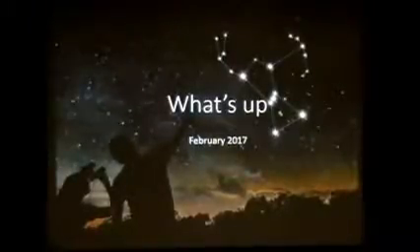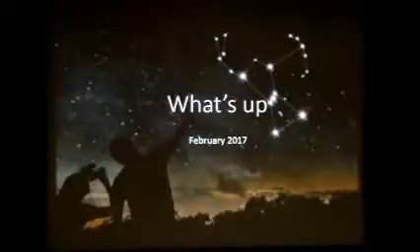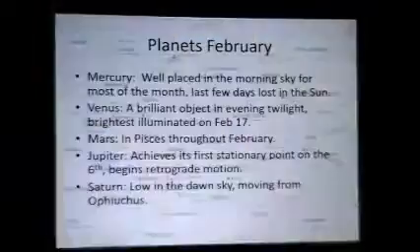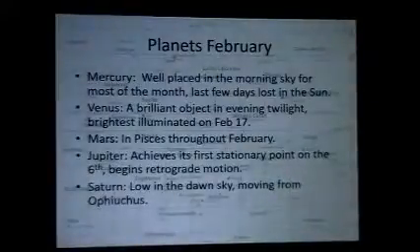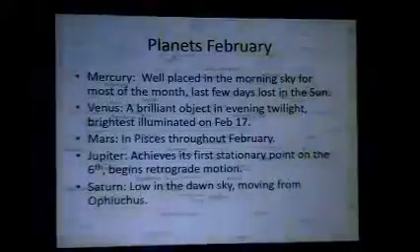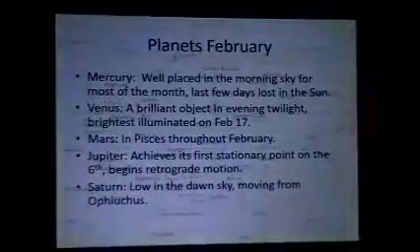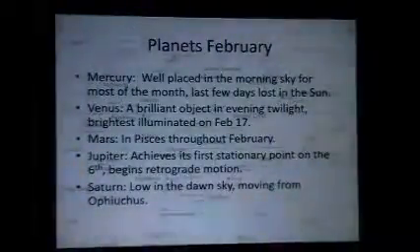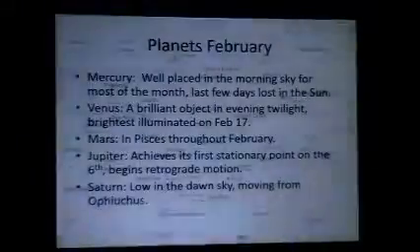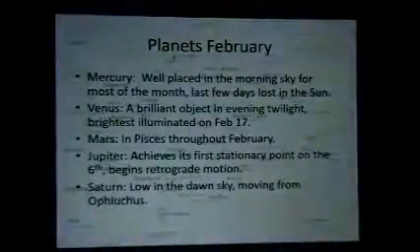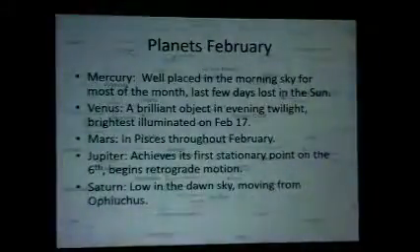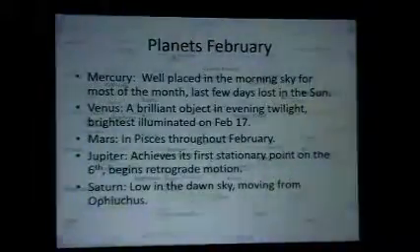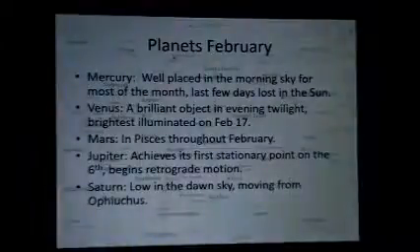All right, this is what we have for what's up in February. Okay, cool planets. Not much happening really, but Venus is going to be pretty bright on February the 17th. Watch out for it. Jupiter is going to be in its retro motion for the next few months, I believe. And of course, Saturn is going to be moving from Ophiuchus, I believe the constellation is called. It's a morning kind of planet.